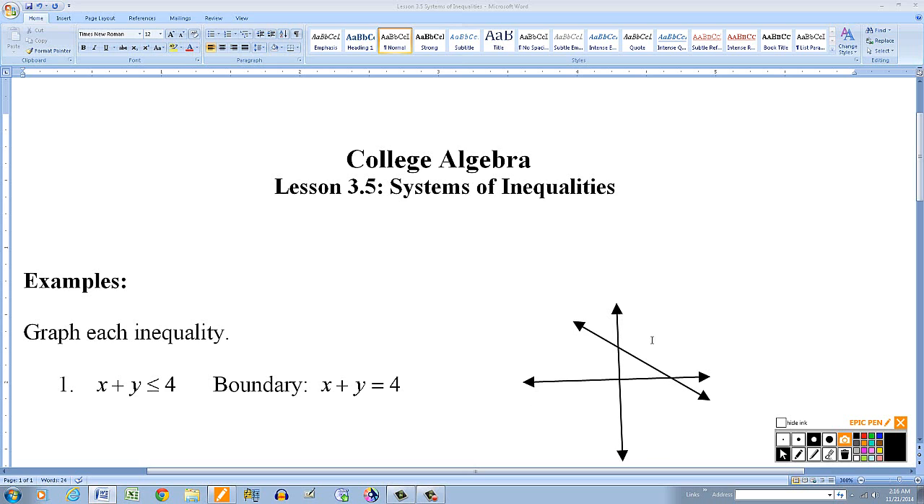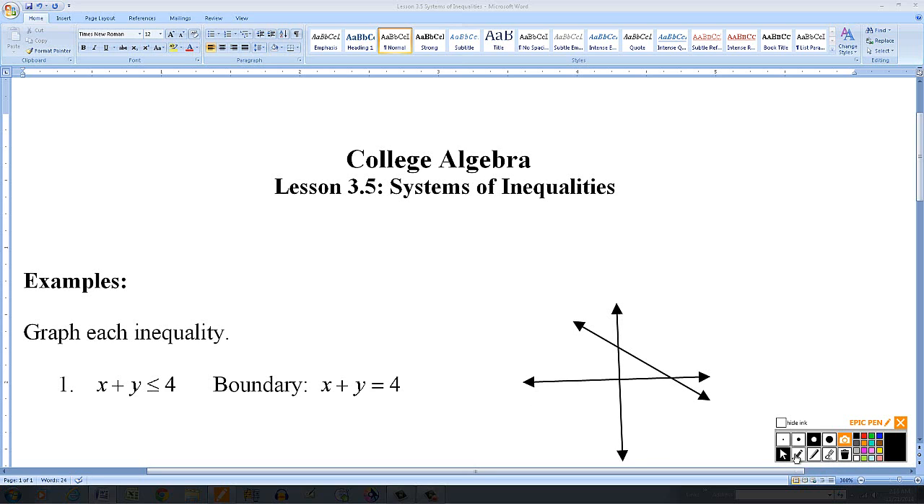So what you have to do is select what is called a test point. Okay, a test point. So basically the test point can be any point that is above or below, in this case the line. That's your boundary. 0, 0 is always a good point because it's easy to substitute. So in this case I'm going to use 0, 0. That's my test point. And notice the test point in this case is below the line. So I want any point that is not on the boundary. Okay, could be above or below, but we don't want it on the boundary.